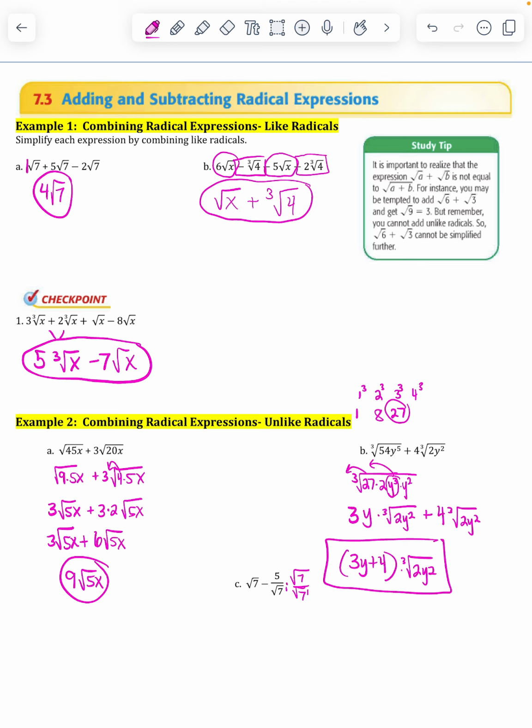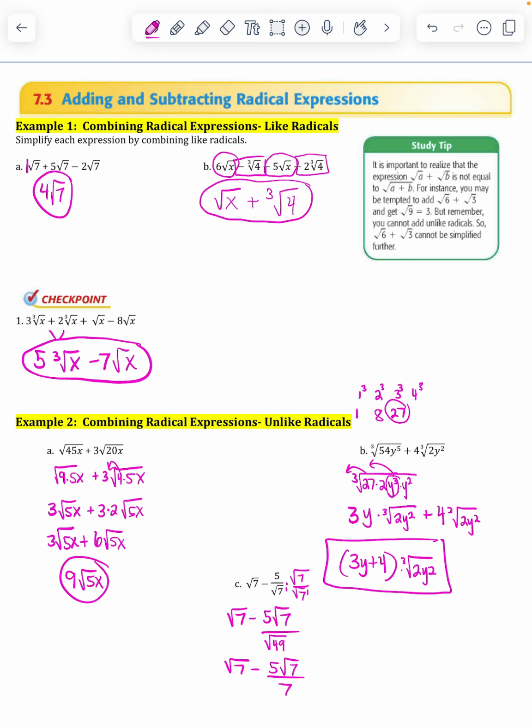So I would have here the square root of 7 minus 5 times the square root of 7, and then over the square root of 7 times the square root of 7. You can think of it as the square root of 7 squared, which cancels out the square root and the squared, so it'll just be 7. You can also multiply them together. 7 times 7 is 49, which is a perfect square. So we'd have the square root of 7 minus 5 square root of 7 over 7.